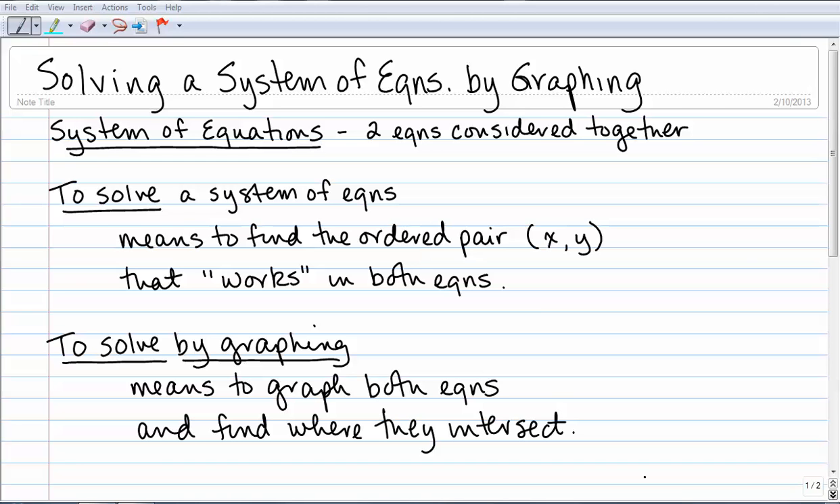Here's how to solve a system of equations by graphing. Recall that a system of equations is two equations that we look at together. We consider these two equations and try to figure out what's going on with them.